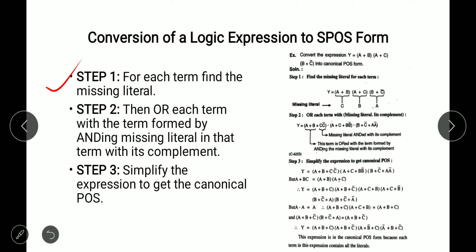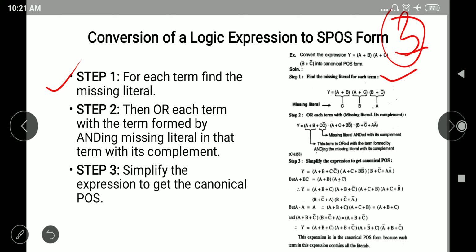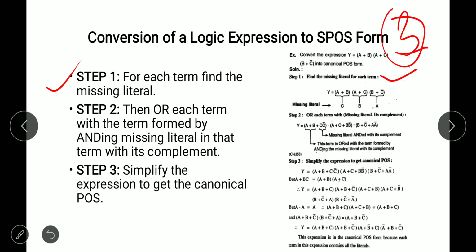So convert this expression, y is equal to (a plus b) dot (a plus c) dot (b plus c bar), into canonical POS form. So we have to convert that equation into canonical POS form. First step is: find the missing literal for each term. A, b, c are three variables here. So in a plus b, c is missing; in a plus c, b is missing; and in b plus c, a is missing. So we will find the missing literal.